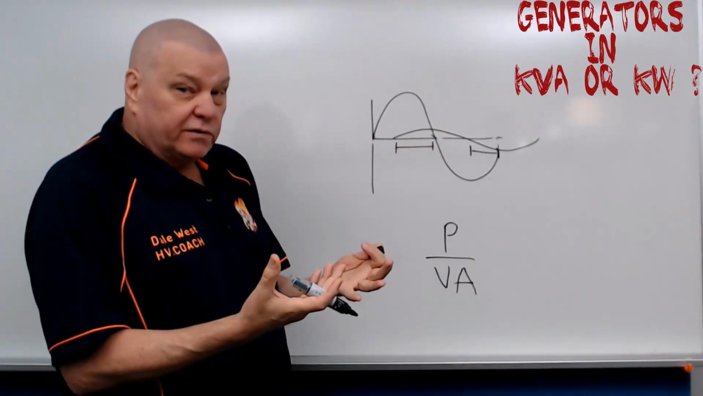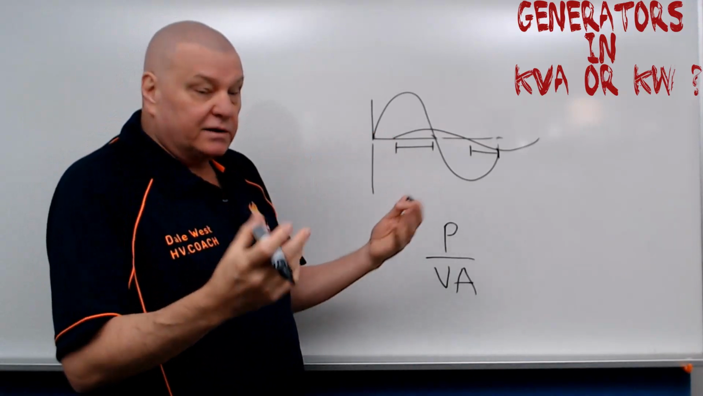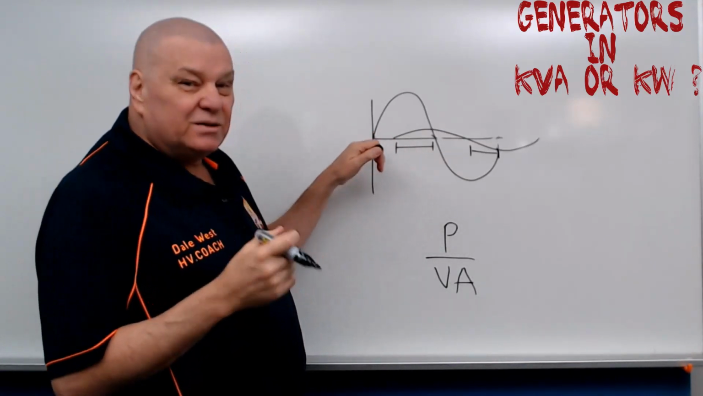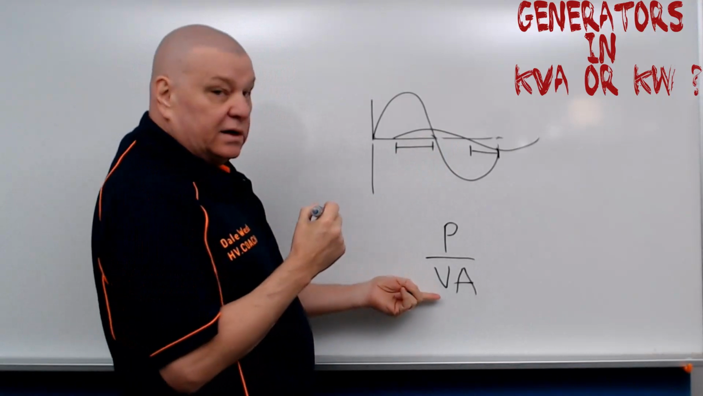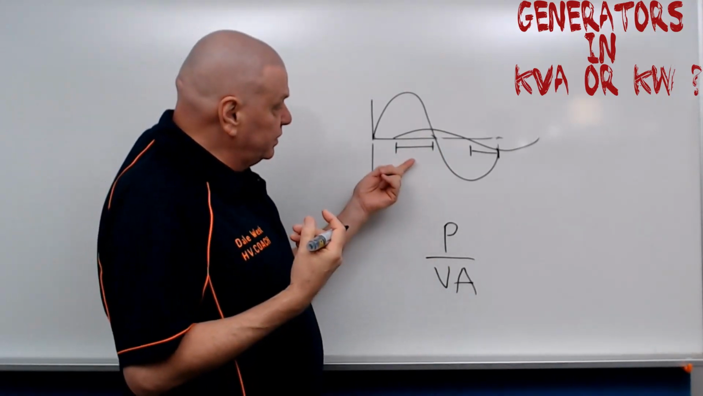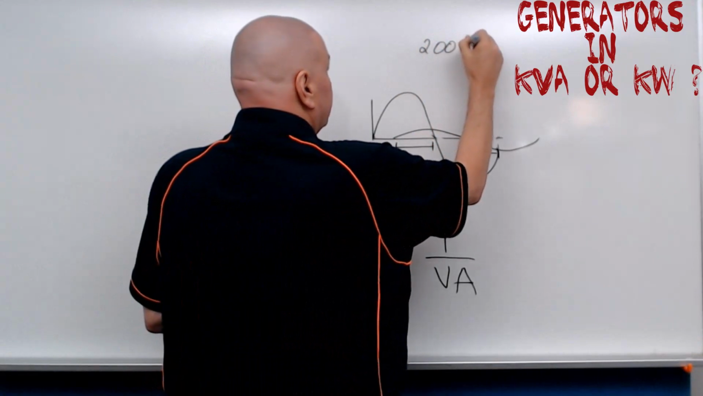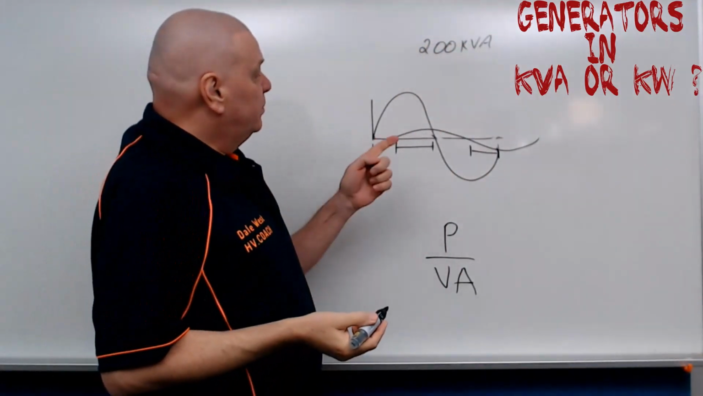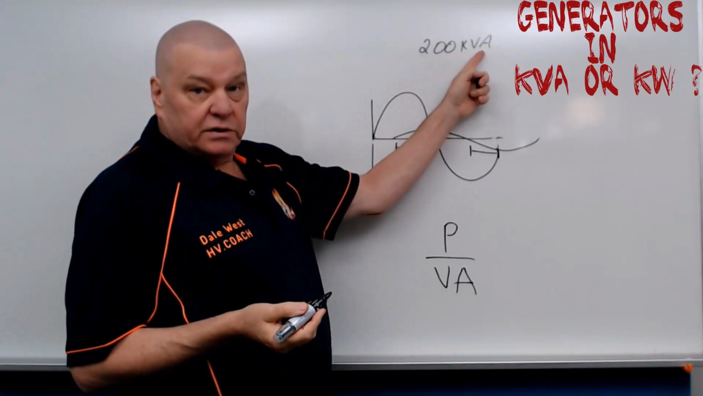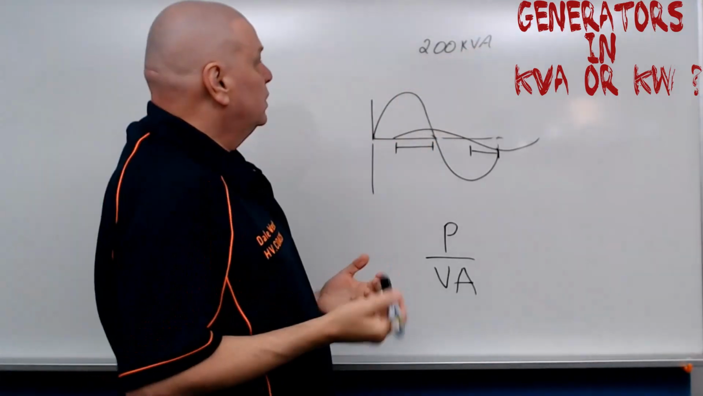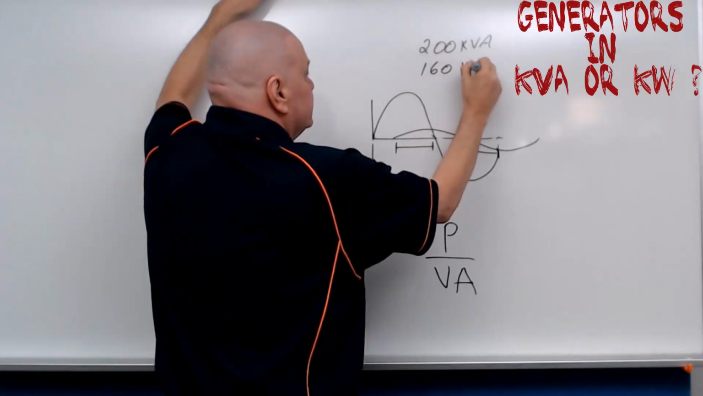The generator is still giving us voltage and current, but we're not using it, not to actually turn the motor. We're using it to build that flux. So now this is where the kilowatts come in. It's not giving us the full voltage times current. The generator is still giving us voltage and current, but that voltage and current is not being used. Let's say we've got a 200 kVA generator. Because of these gaps, we're not actually converting all of that voltage and current into usable power. So we might only be converting that into 160 kilowatts.